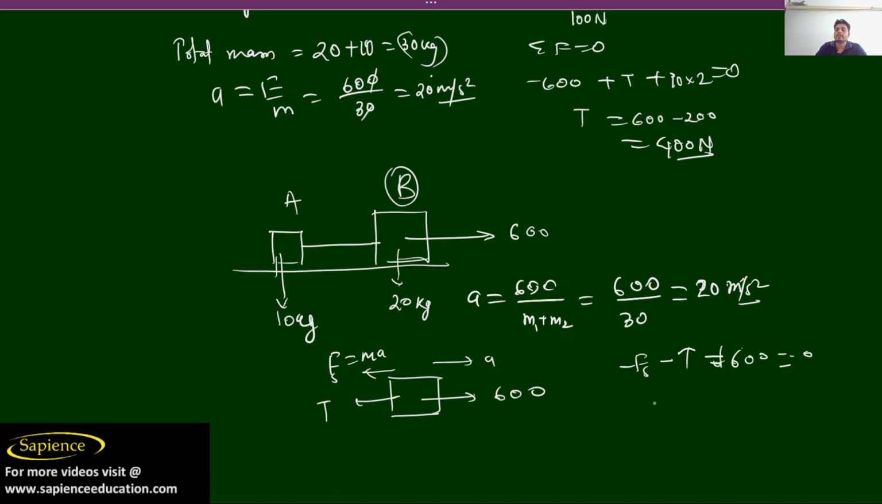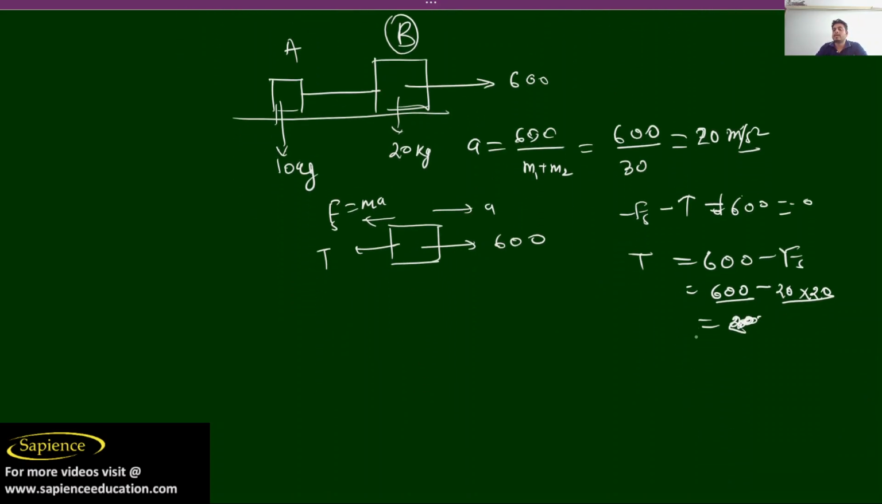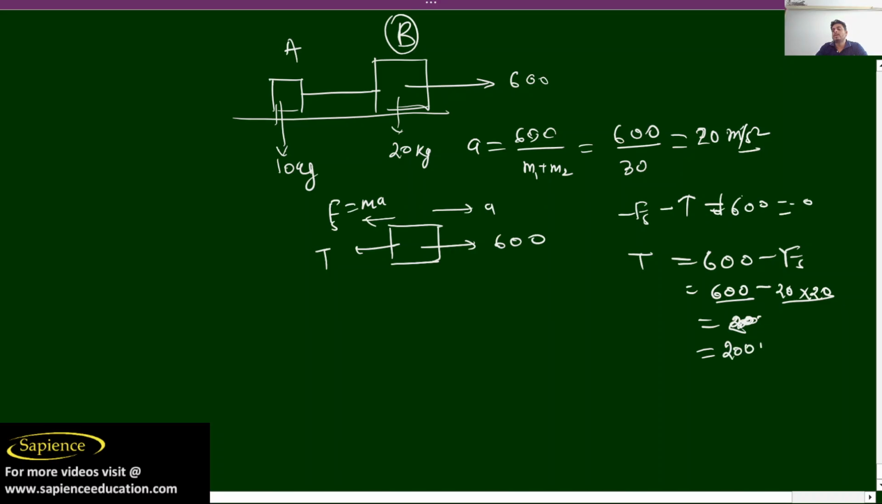So from here tension is equal to 600 minus pseudo force. The pseudo force is mass 20 into acceleration 20, which is 400. So tension in this case is 600 minus 400, so this will be 200 Newton.